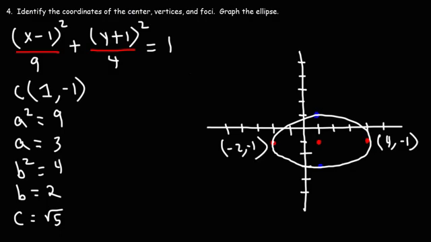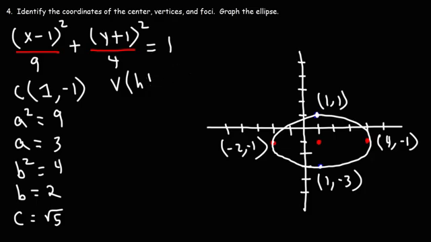Now let's find the minor vertices of the ellipse. So this point here has an x and y value of 1, and this point here has an x value of 1 but a y value of -3. Or you could use this formula. It's h plus or minus b.